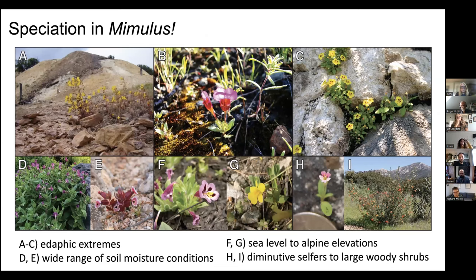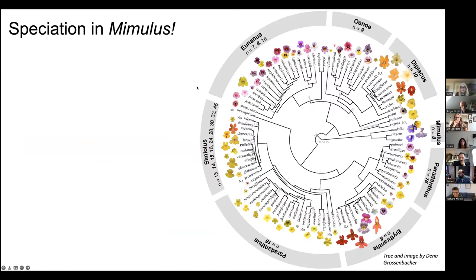From there, I wanted to transition to talking about how we would use metrics of isolation, but also where we might improve our understanding of speciation beyond these comparative studies. And I'll just, everybody's familiar with the monkey flowers. They're amazing in the diversity of habitats you find them in. The top three are just adaptive specialists, but we also see things like panel D versus E, that's a riparian plant versus a desert plant, sea level to alpine, these tiny selfers all the way up to big woody shrubs. The diversity in this group is extraordinary. And I'm sure people are familiar with at least some of that.